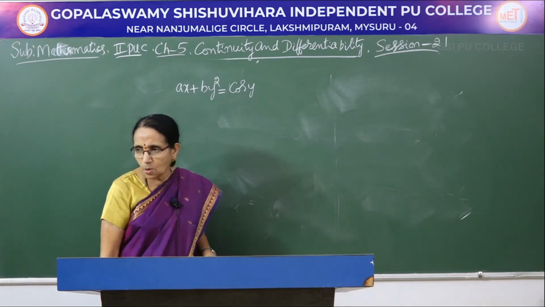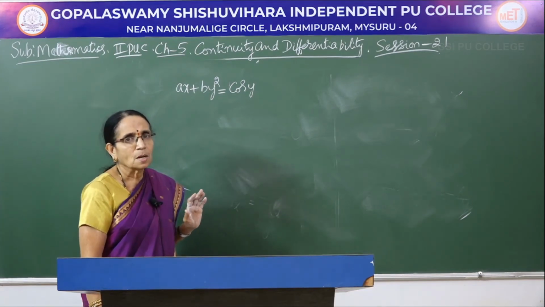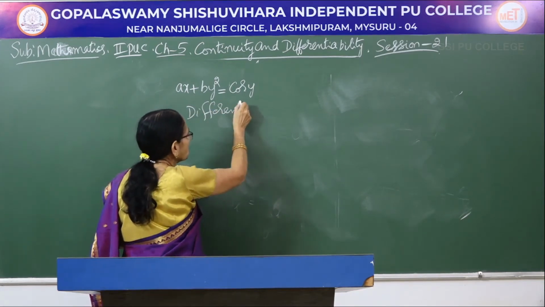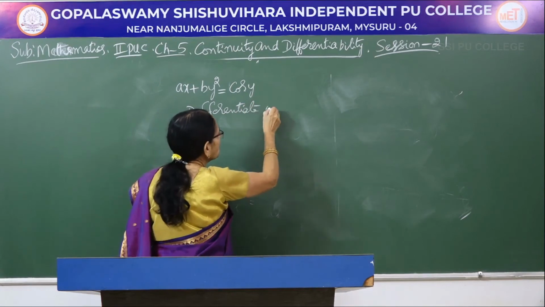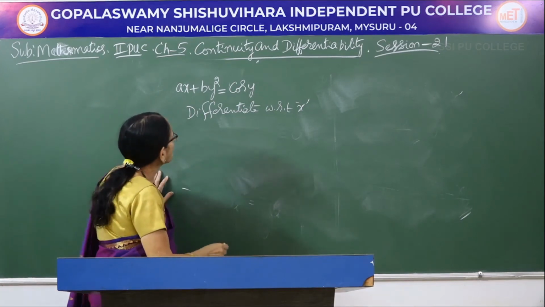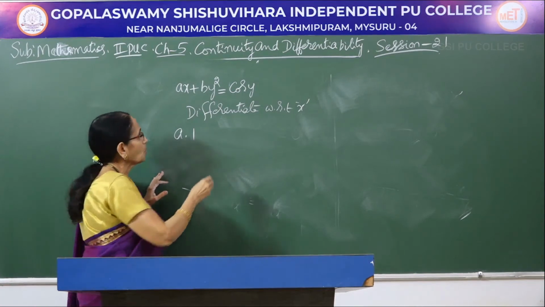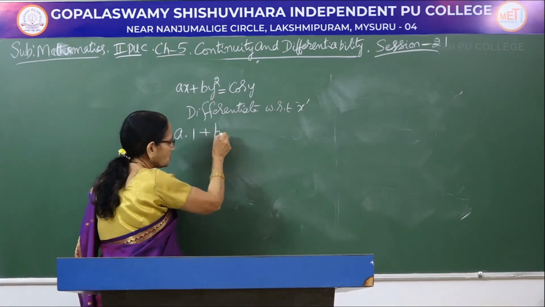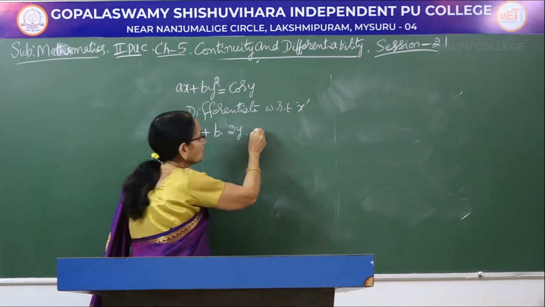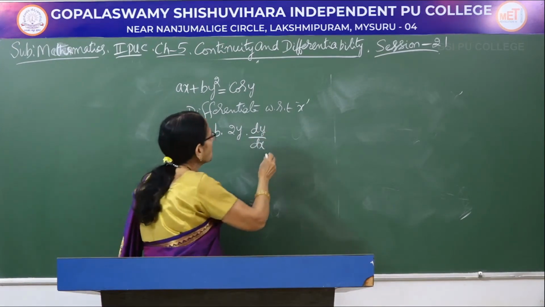Again in this problem also, there are two terms containing y as a factor. So, we have to differentiate each term with respect to x. First one, a: the derivative of x is 1. b, keep it as it is, y square becomes 2y as you know, but y has to be differentiated, it is dy by dx, that is equal to cos y.